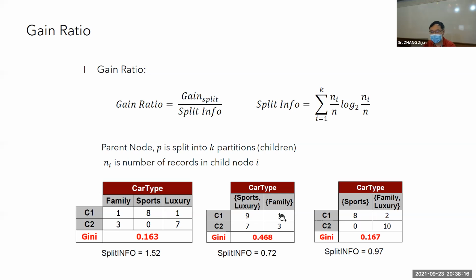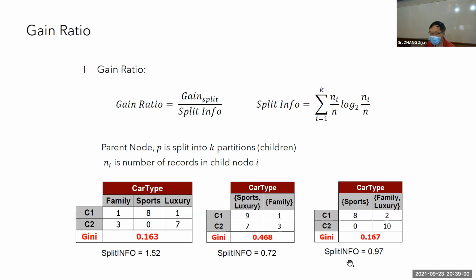All right. So here we have the split info for car type. The 3-way split is 0.163 over 1.52. And in the previous example, we also found that if we do a binary split on car type, separating the values with sports as one set and family and luxury as another, we also get a very low Gini value, which is 0.167, very close to 0.163, but it just has 2 splits.